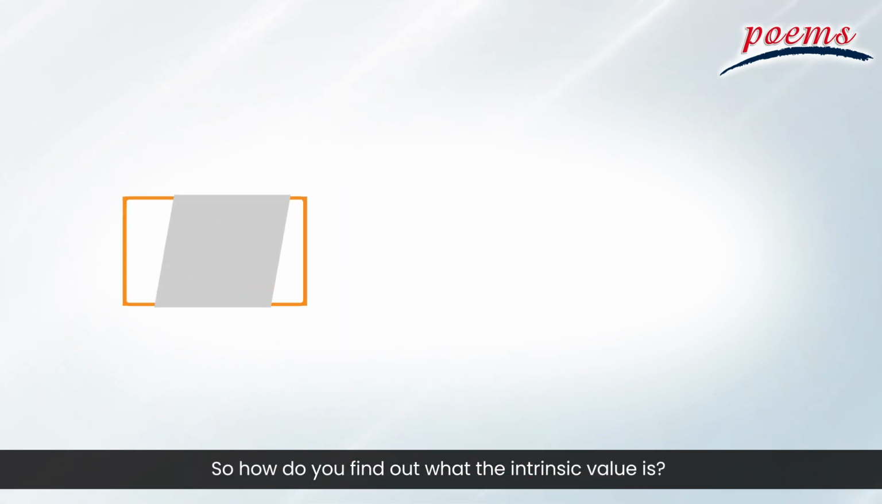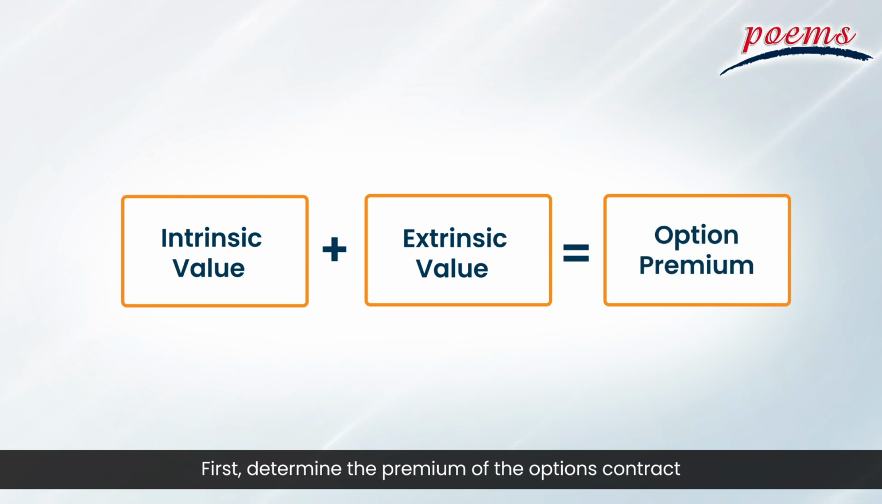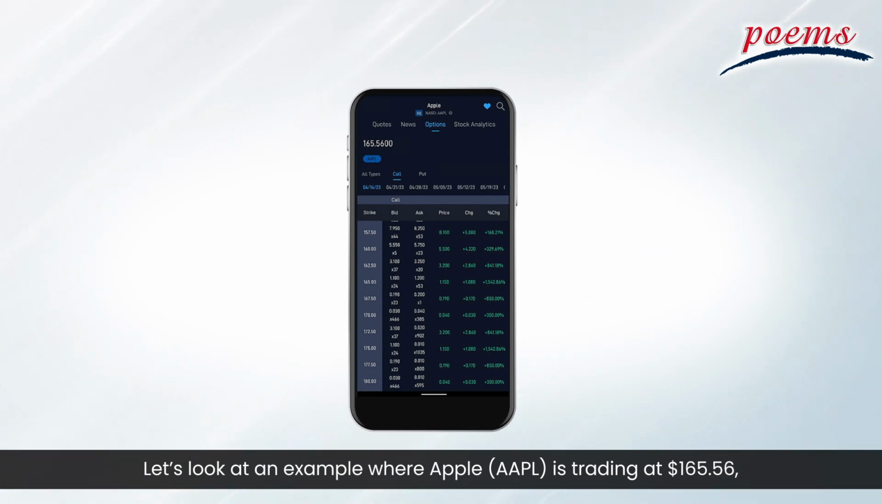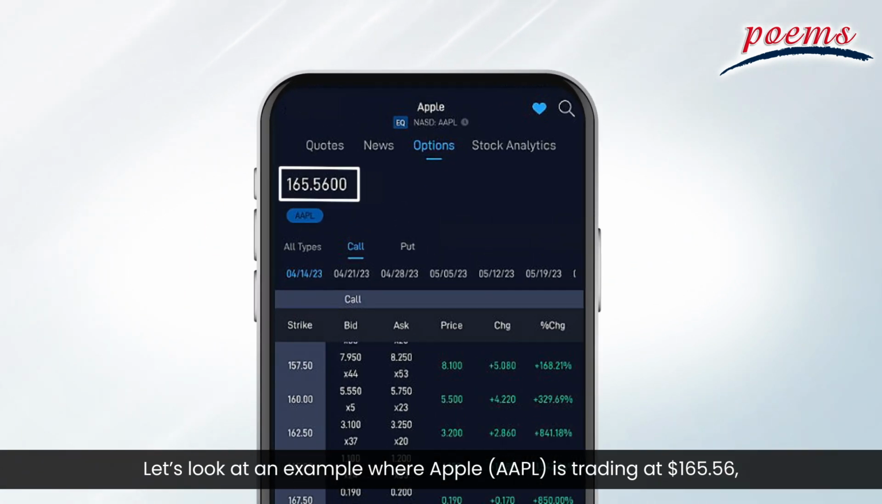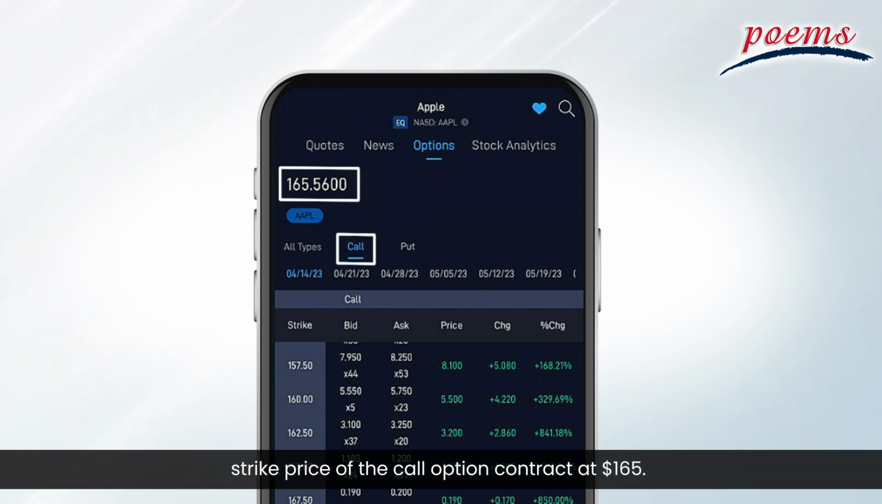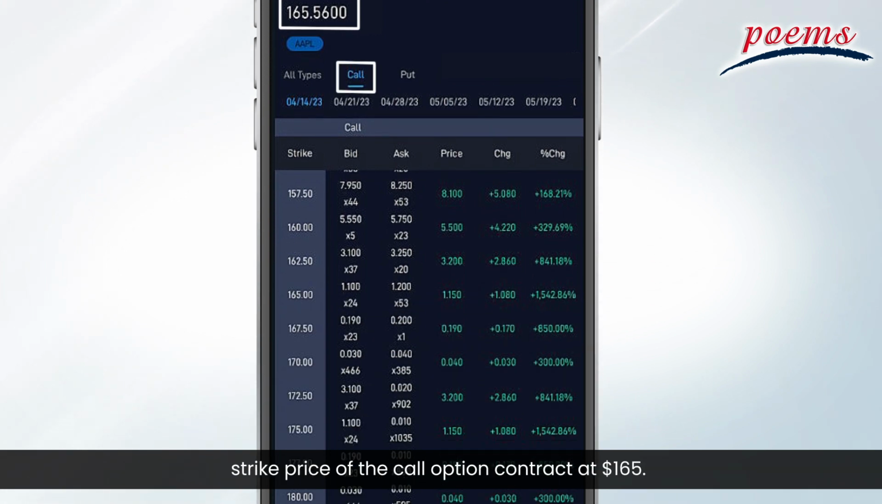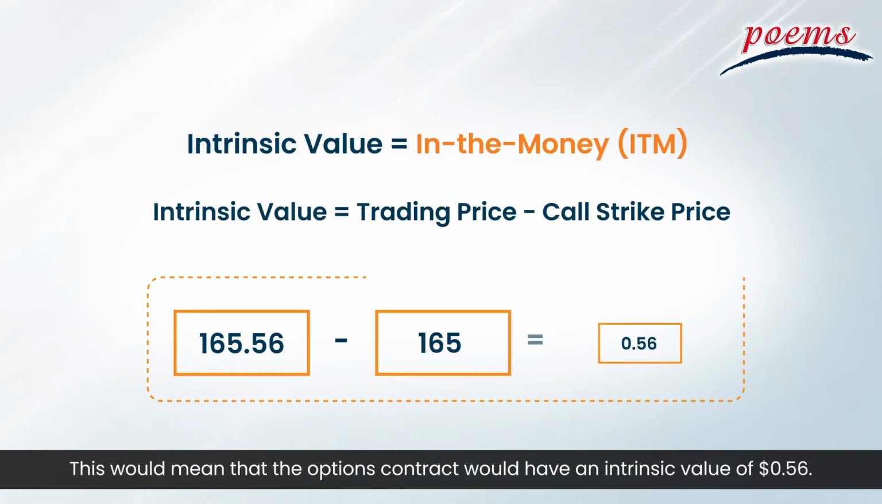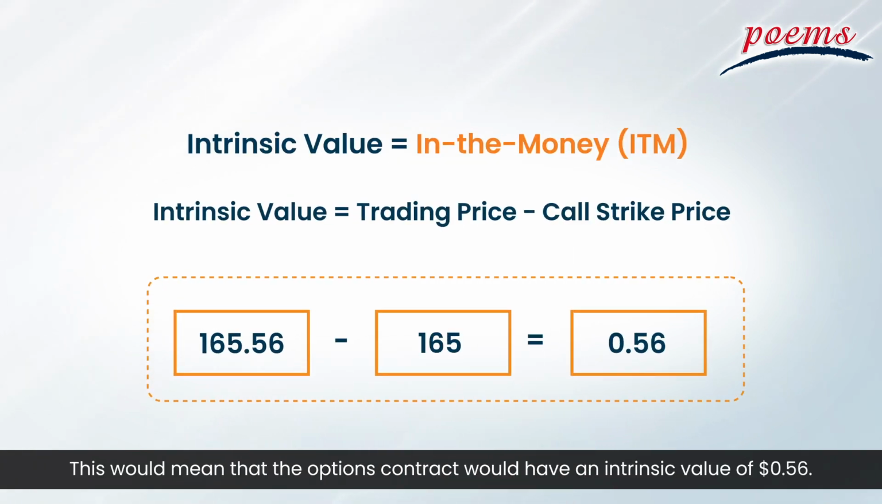So how do you find out what the intrinsic value is? First, determine the premium of the options contract. The premium refers to the price of the contract, the amount you would need to buy call or put options. Let's look at an example where Apple, AAPL, is trading at $165.56, with strike price of the call option contract at $165. This would mean that the options contract would have an intrinsic value of 56 cents.